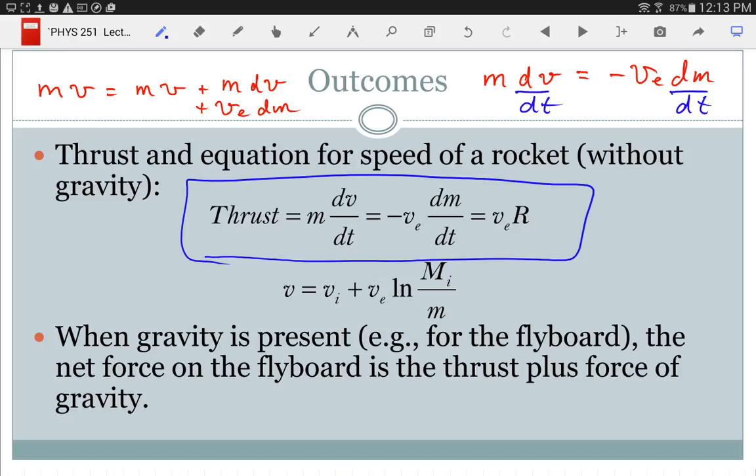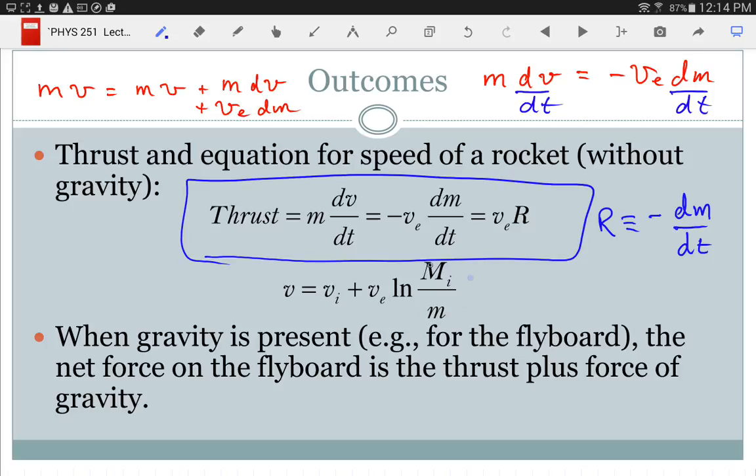Yes? What did you say R was again? R is the rate of burn. R is defined as, remember that three lines mean defined as, minus dm/dt. Why minus? Because that gives you a positive value because dm is negative. So R is how much fuel per second is being burned, so measured in kilograms per second.